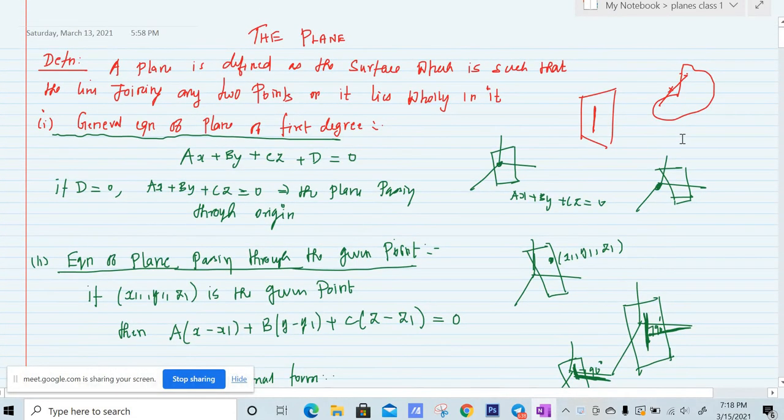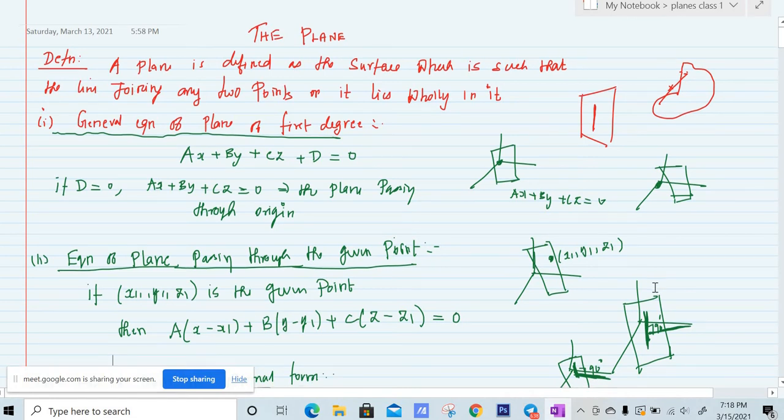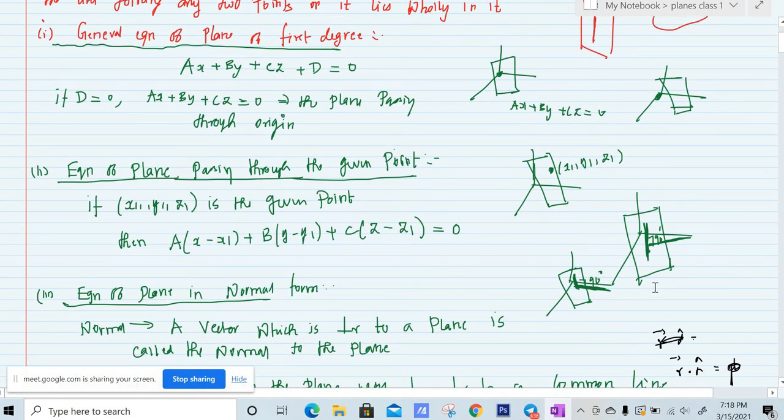So you can see first we have defined what's meant by plane. And the general equation of plane is ax plus by plus cz plus d is equal to 0. If d is equal to 0, the plane passes through origin. If d is not equal to 0, it is not passing through origin. Suppose if you need to find the equation of plane passing through a given point, then equation will be a into x minus x1 plus b into y minus y1 plus c into z minus z1 is equal to 0, where x1, y1, z1 is the given point.